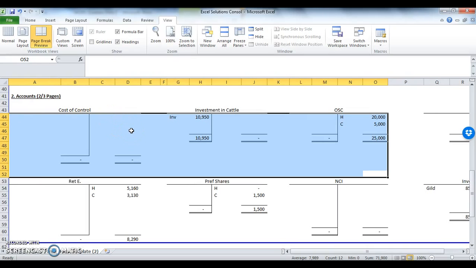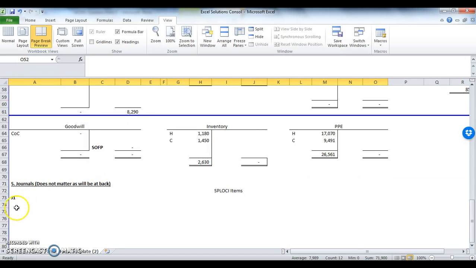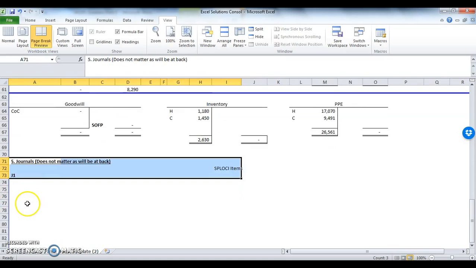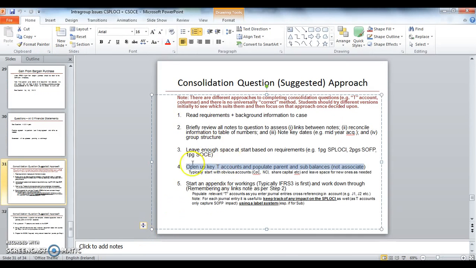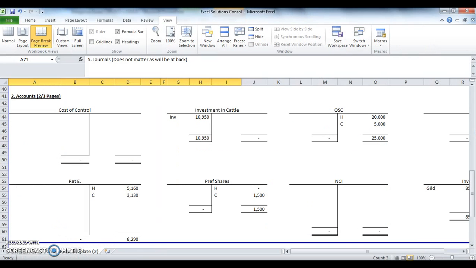I might leave a page or two. Perhaps you might do it in landscape when you do your exam script. There's no problem with that, just to get a few more accounts on the page. I finally leave here my appendix where I do all my journals, so that will cross-reference J1 right the way down to how many journals you need. So that's essentially just setting up the structure. It should only take you a couple of minutes, but once you have that, you'll be very efficient in working through each of the workings and tracking the adjustments for the SOFP in a T account format.